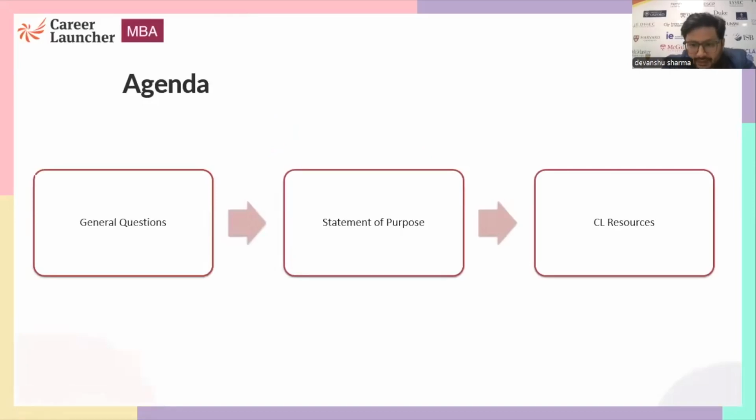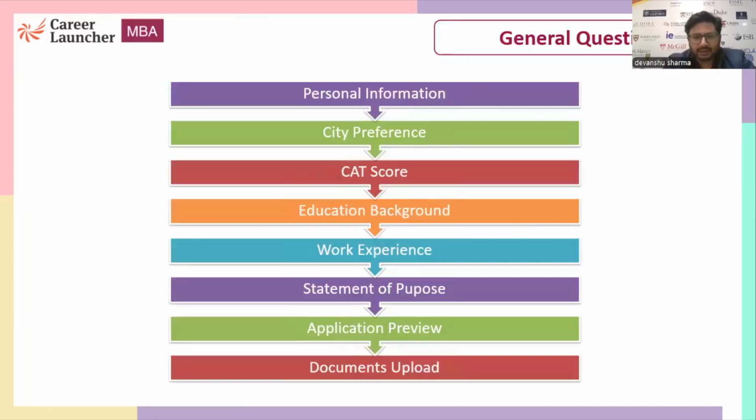Now, this is the agenda. We'll start with a quick note on the general questions in the form, then move on to the detailed discussion on each SOP question which is asked in the form. Finally, we'll walk you through the CL resources that can help you in this particular journey.